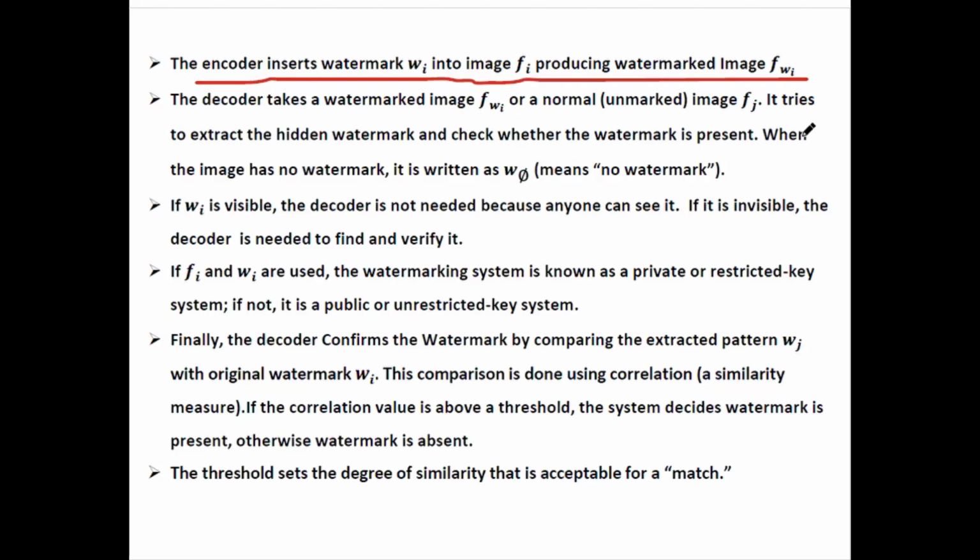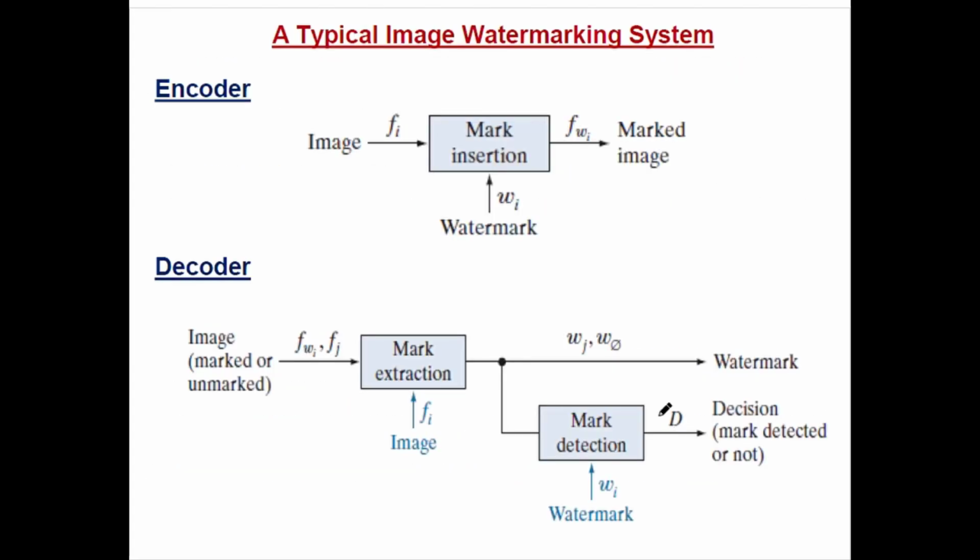And what is happening then? It tries to extract the hidden watermark and check whether the watermark is present. When the image has no watermark, it is written as W5, meaning no watermark. This is the watermark extraction phase. If the watermark is present in the given input image, it will give Wj, meaning a watermark exists. If there is no watermark in the input image, then it results in W5, meaning no watermark.